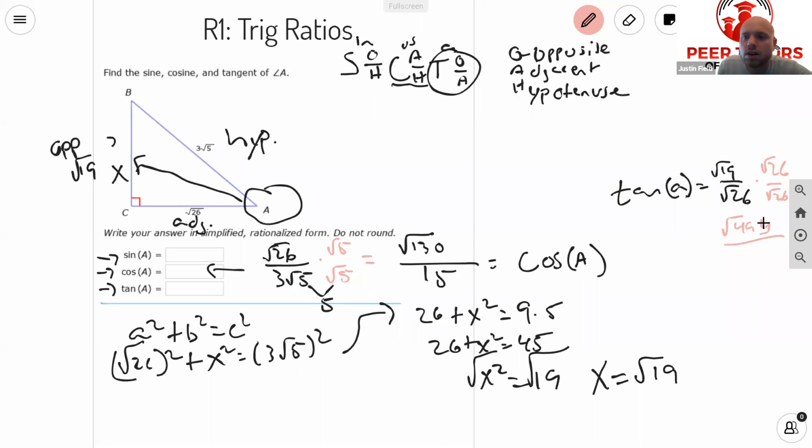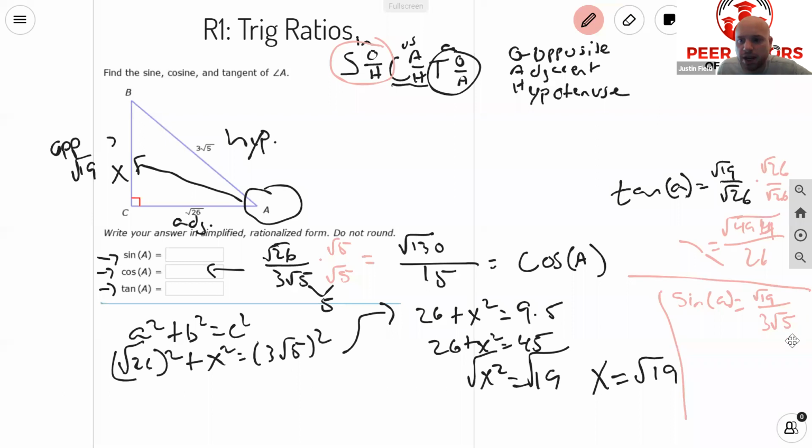494 over 26. That's what it equals. All right. So last but not least is the sine of A. Sine is opposite over hypotenuse. So opposite is root 19 over hypotenuse, 3 root 5.